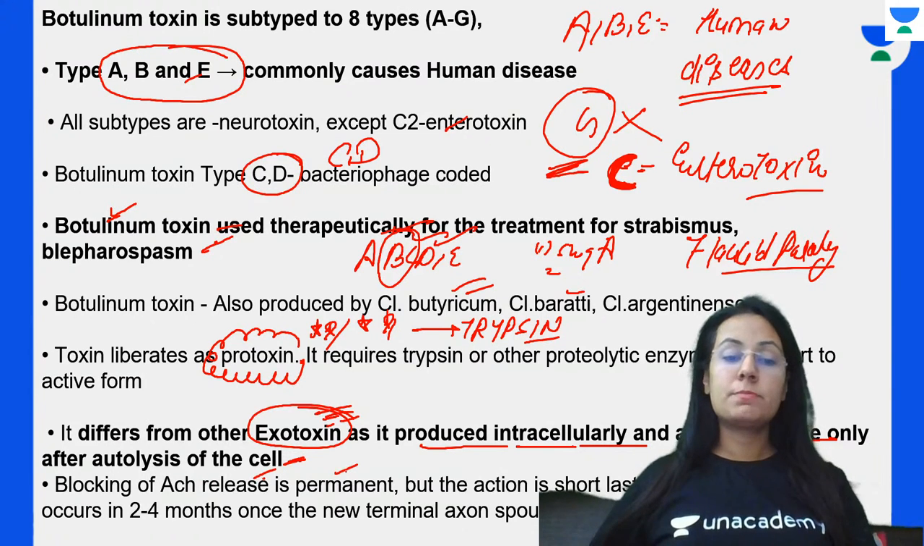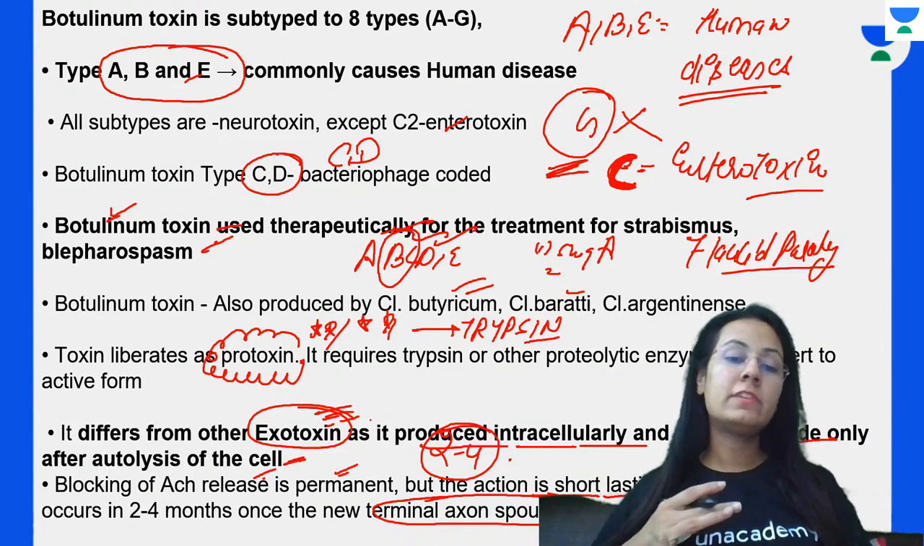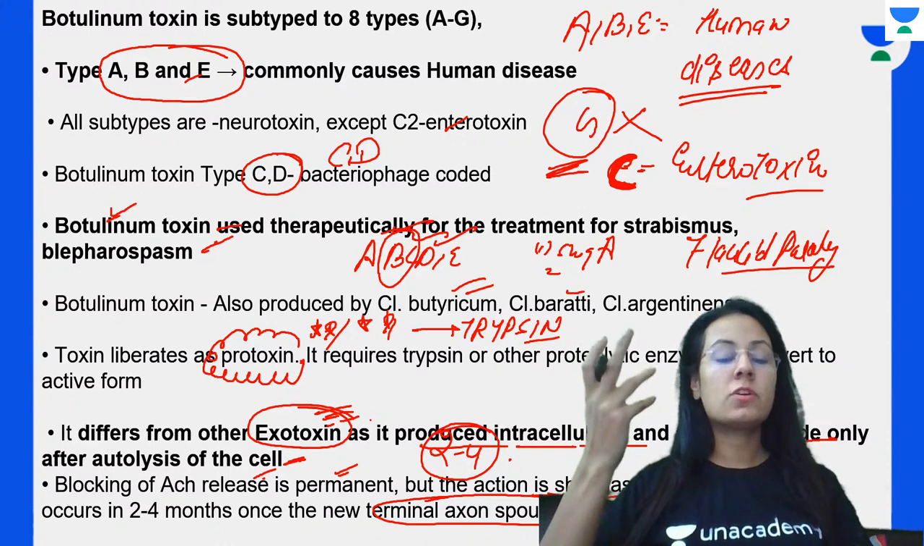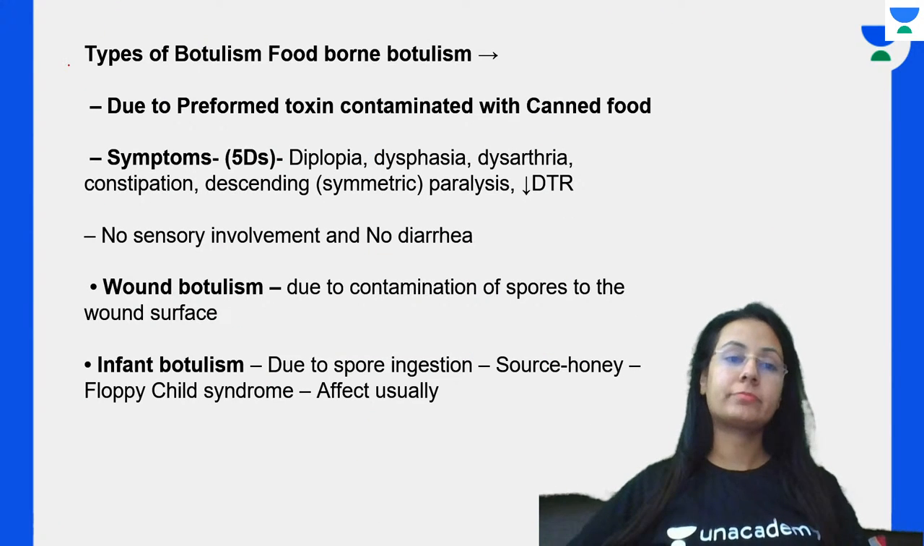Blocking of the ACh is permanent, but the action is short lasting, as recovery occurs after 2 to 4 months, once new terminal axons are formed. Alright, once the blockage has been done and the cleavage of the site has been done, it is permanent. But until new terminal axons are formed, the symptoms last up to 2 to 4 months.